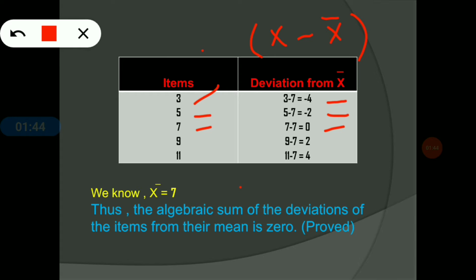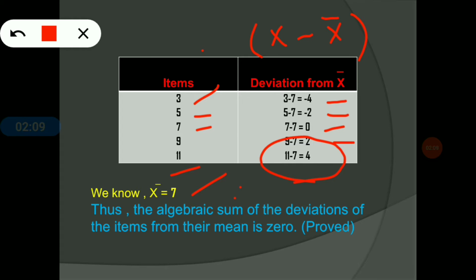Now, going to the next, that is 9 minus 7, which is equal to plus 2, and now going to the last variable, 11. So, 11 minus 7, that means plus 4. Clear? So, we all know that x bar is equal to 7, and x minus x bar.